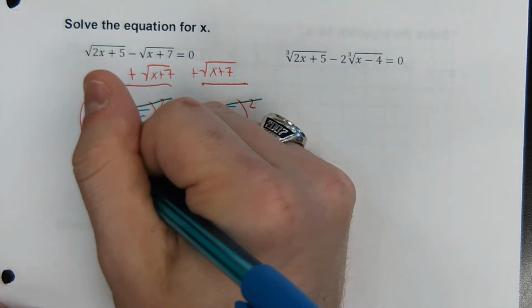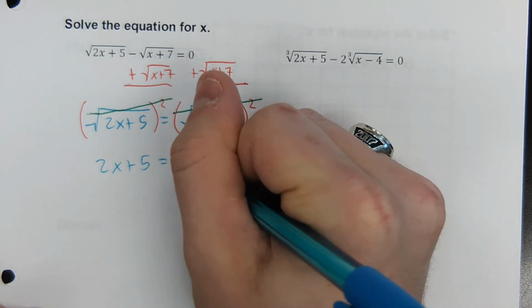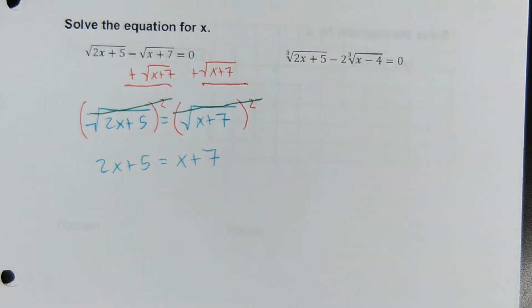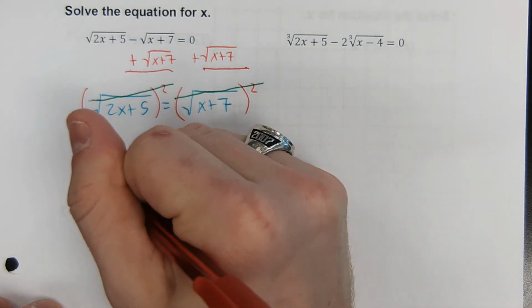Leaving me with an algebra 1 question, 2x plus 5 equals x plus 7. It's algebra 1 from there. Get the x's to one side, get the things without x's to the other. I don't like to have to deal with negative x's if I can avoid it, so I'll go ahead and subtract an x from both sides.